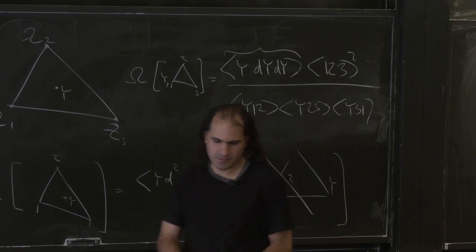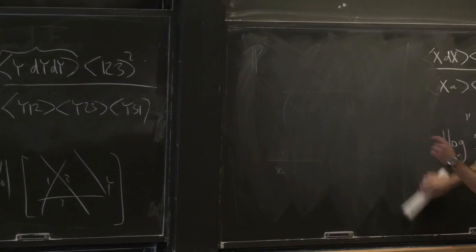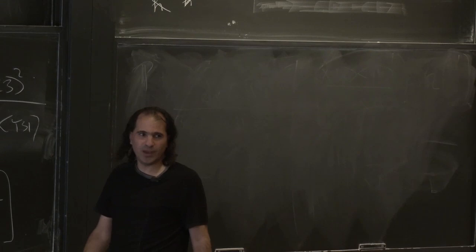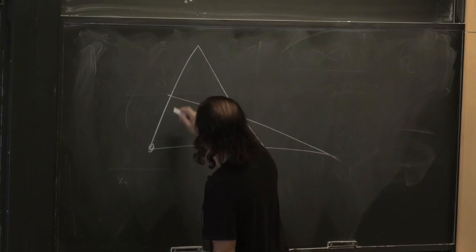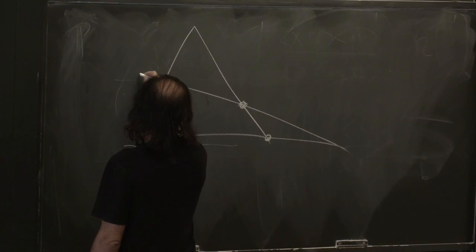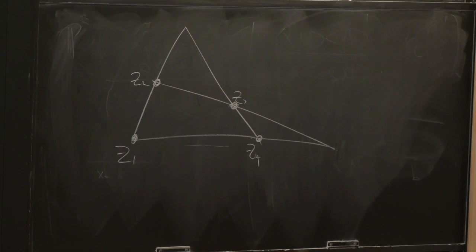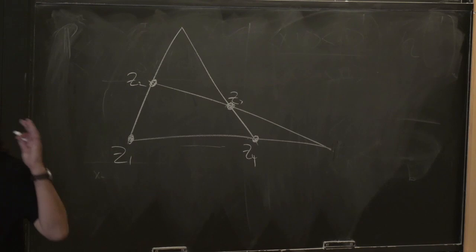All right. Now let's keep going. That's just an observation for the moment. Let's keep going and see if we can determine the canonical form for more interesting shapes. So let's look at the canonical form for this quadrilateral, Z1, Z2, Z3, and Z4. And let's first try to do it super dumbly, directly.